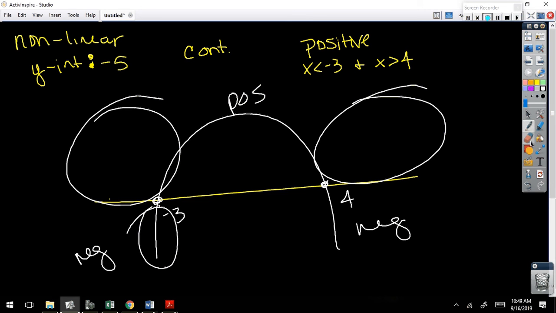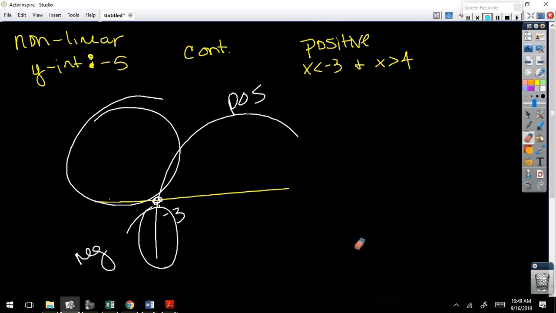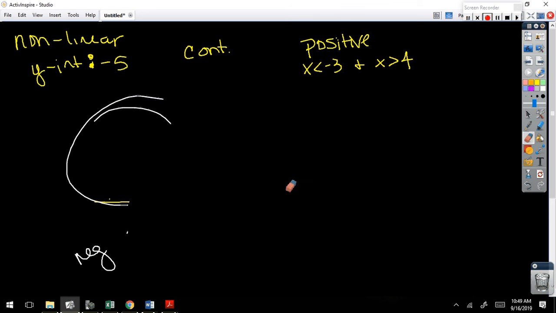So would those be called constraints? Not just yet. It's just another way to describe the zeros right now, just to make sure you understand the sign of the function itself.